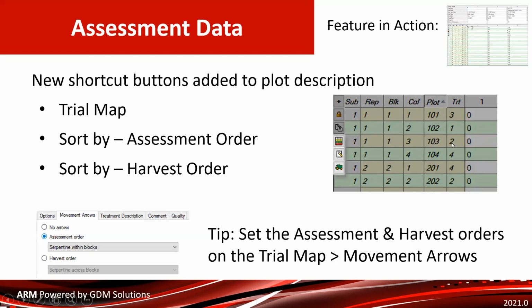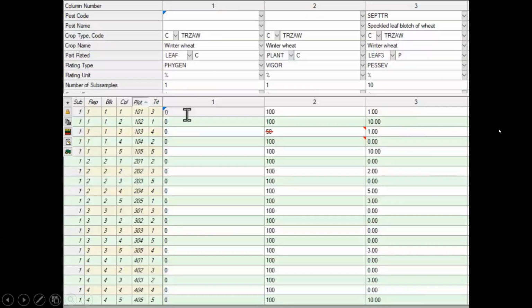In the assessment data section, we added new shortcut buttons to make it easy to bring up the trial map and also to sort the plots by your assessment order or your harvest order. So if you're not familiar with those orders, that's the movement arrows. There's a section on the trial map where you can define how you would move through the trial, both when you're taking an assessment and maybe when you're harvesting. Maybe that's got equipment with it, so it goes through the field in a different fashion. And so just by clicking one of those buttons, here actually the feature in action will show that for you. This will just change the order.